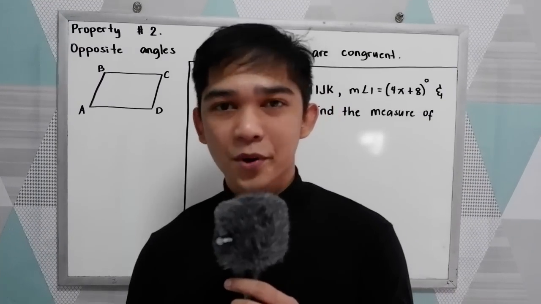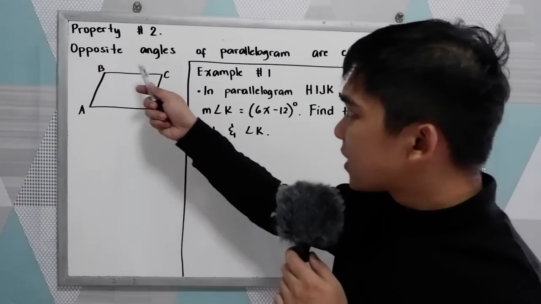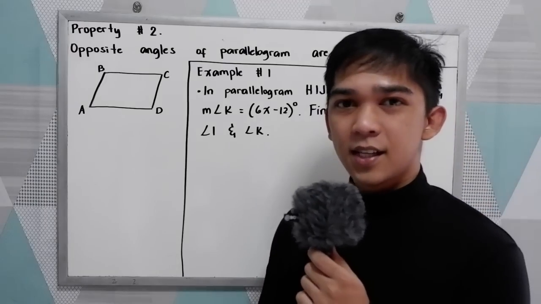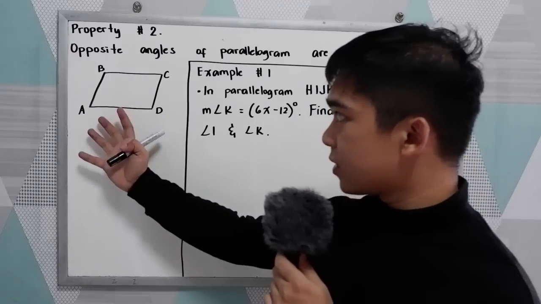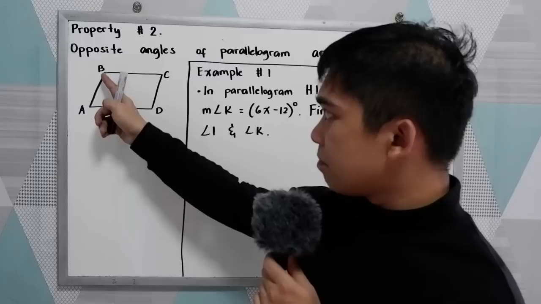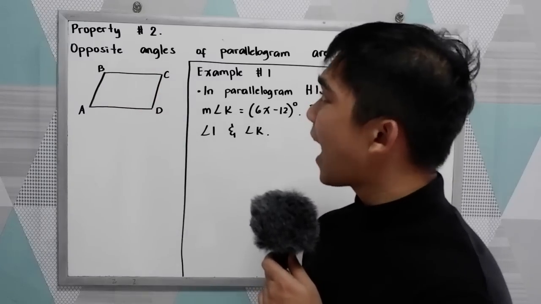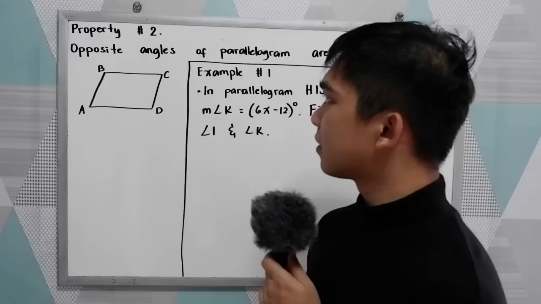Now our second property: opposite angles of a parallelogram are congruent. So to illustrate, let us use this parallelogram ABCD. We know that the opposite angles.